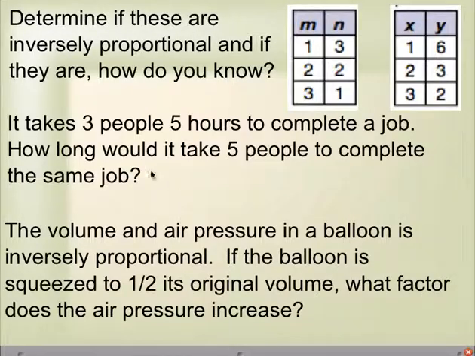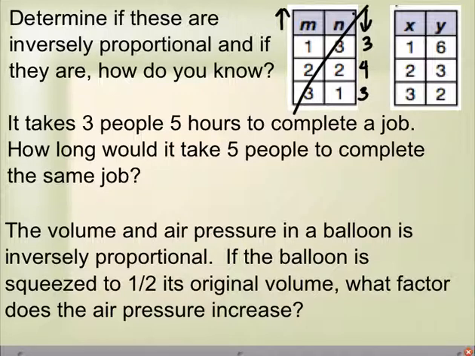All right, so just a couple more examples here for you. Determine if these are inversely proportional, and if they are, how do you know? Well, if we look at the first table, m and n, I am increasing m, and my n decreases. So we're on the right track. The question now is, do we have a constant product? Well, this constant product gives me 3, this one gives me 4, and this one gives me 3, which means this is not inverse variation.